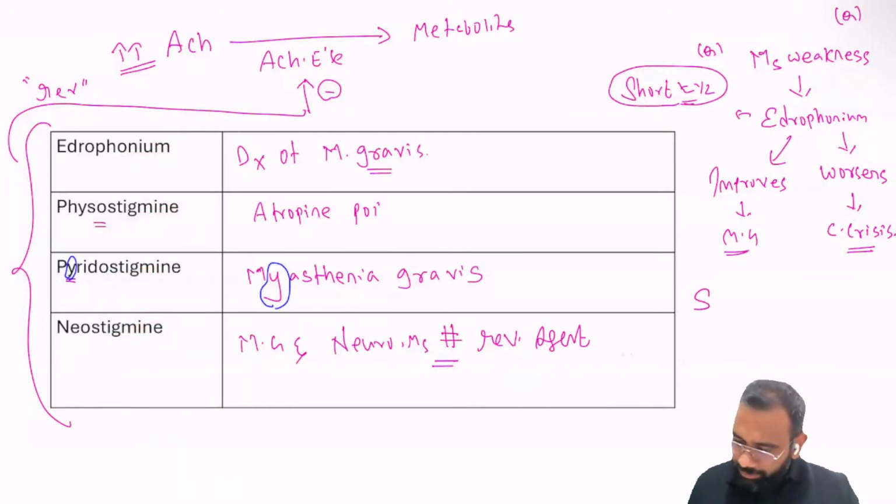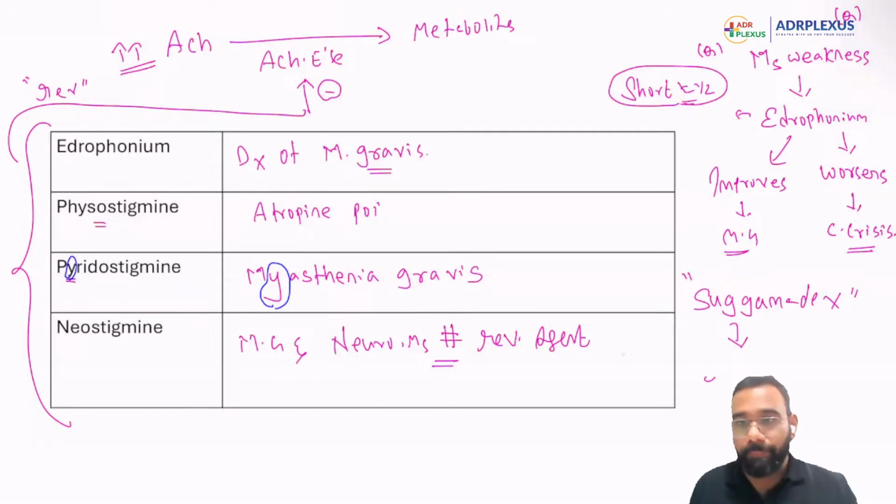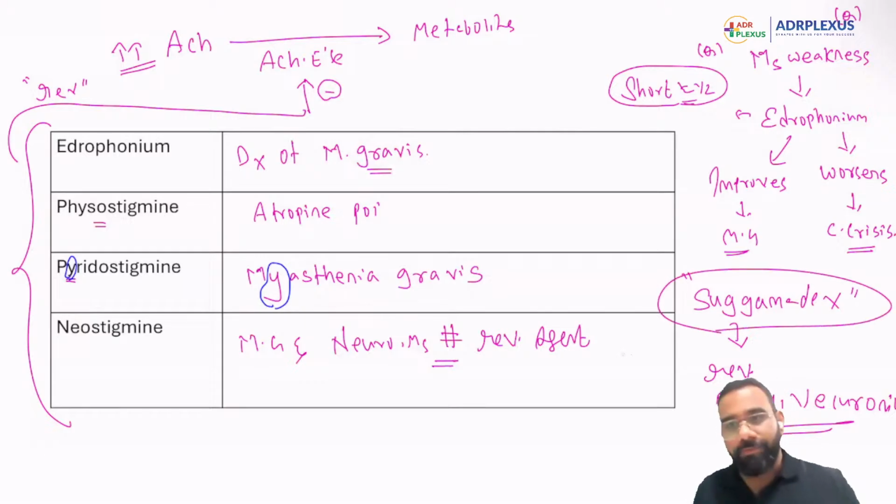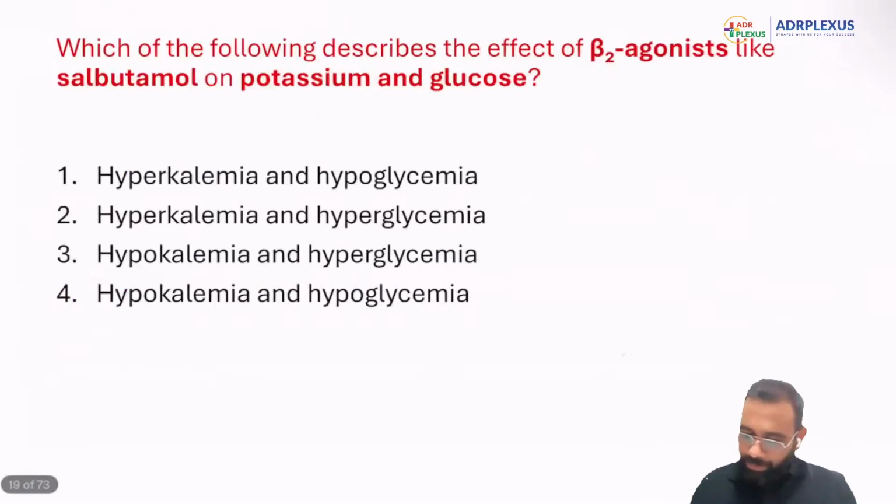Can anyone tell me something about Sugammadex? It is useful for reversal of rocuronium and vecuronium. Sugammadex is useful for rocuronium and vecuronium. Again, this is also a question asked in the exam. That's all about these reversible anticholinesterases. Now come to the next one.